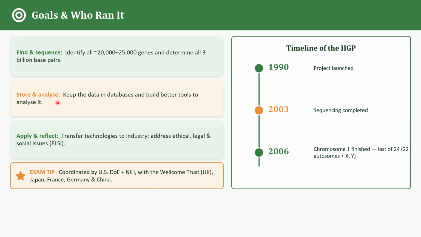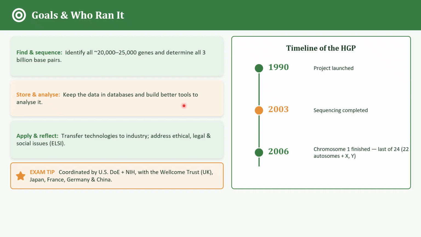And also they improved the tools for data analysis. Simply obtaining the DNA sequence was not enough. The scientists needed powerful computational tools in order to store the data, compare the sequences, analyze them, identify the genes, and also study the DNA variations. This contributed to the development of a field of study, that is bioinformatics.